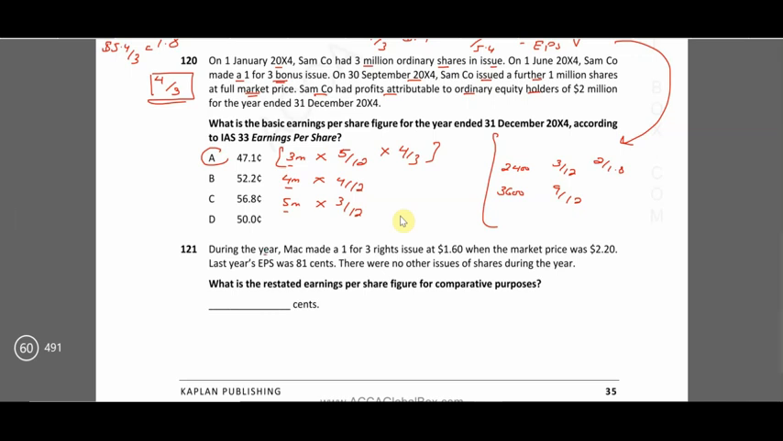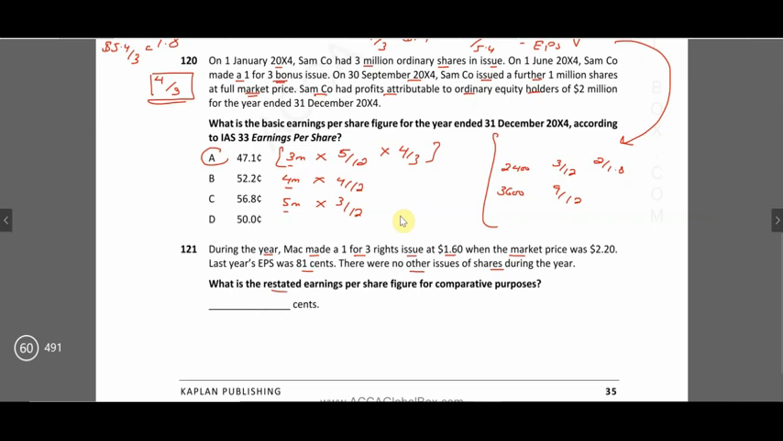And then during the year, Mac made a 1 for 3 rights issue at 1.6 when the market price was 2.2. 1 for 3 rights issue. Fine. At 1.6. The last year EPS was 81 cents. There were no other issues of the shares during the year. What is the restated earnings per share?